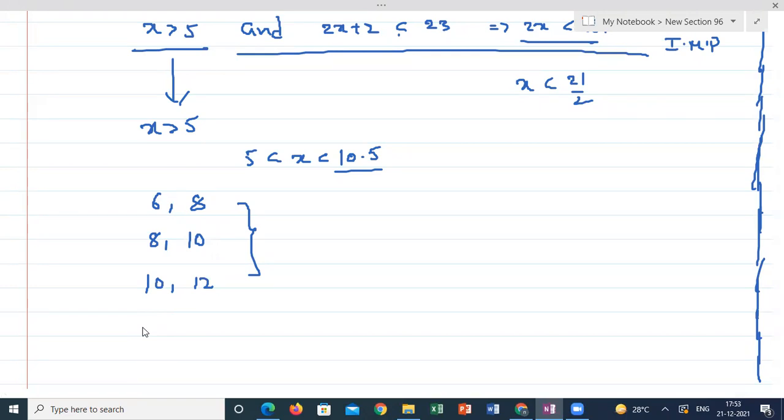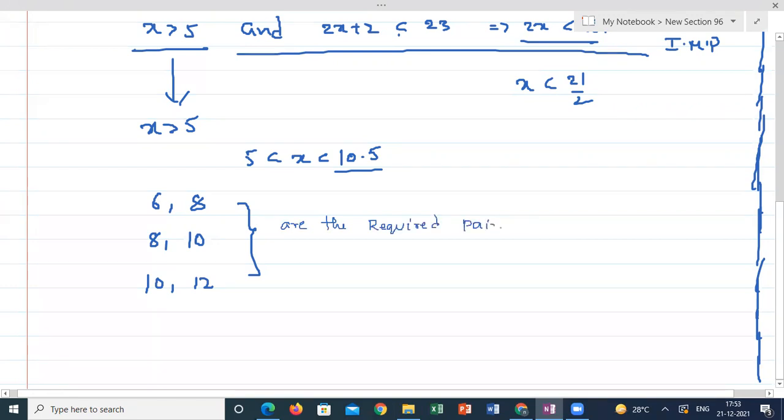This is the final conclusion. The required pairs of numbers which satisfy the given condition are the required pairs of even positive integers, which satisfy the given condition.